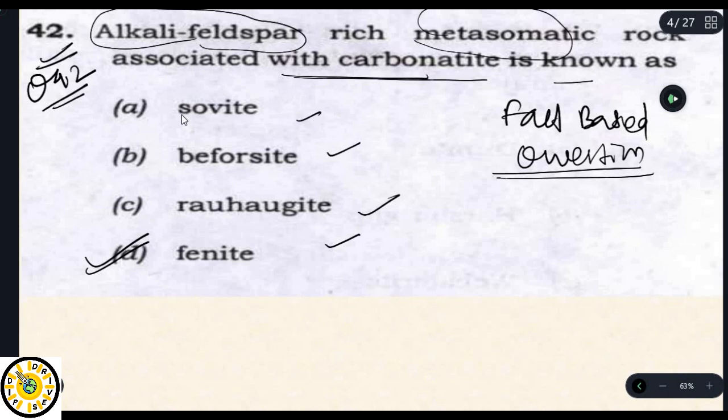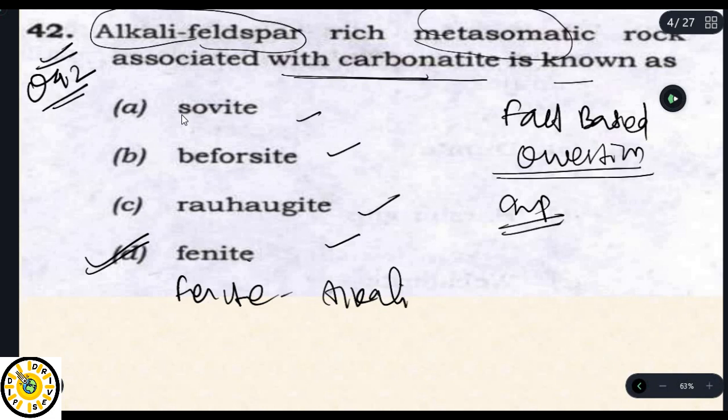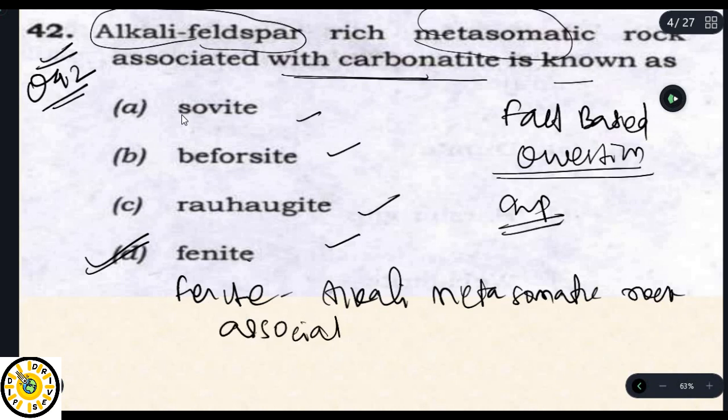And also I have uploaded some different types of composition of the igneous rock in the community section on YouTube. Please go through that. That is really important for the explanation of the different compositions of igneous rock. ठीक है, what do you mean by fenite? Fenite is the alkali metasomatic rock, है ना, metasomatic rock associated with the carbonatite.